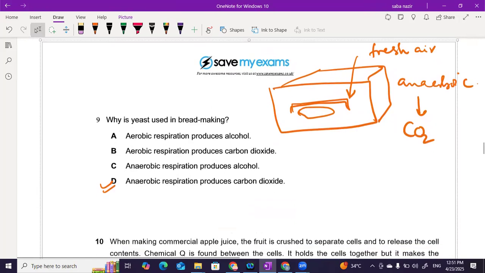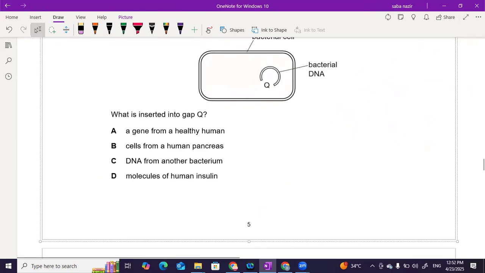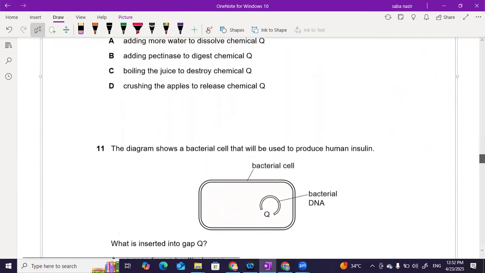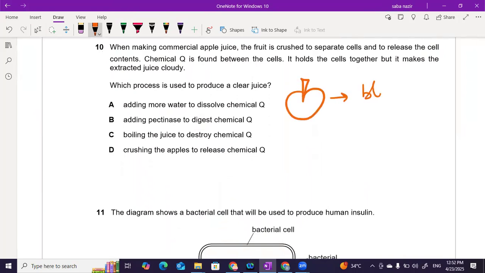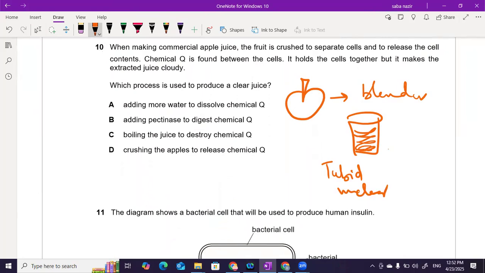Question number 10. Okay, they are asking, in question number 10, when making commercial apple juice, for example, you have some fruit and you smash it in a blender. Once we do it at home, we notice that the juice is turbid. It is unclear. What is the reason behind it? Actually, within this extract there is some pulp of fruit, and the cells in the pulp are connected together. Let's read the question.